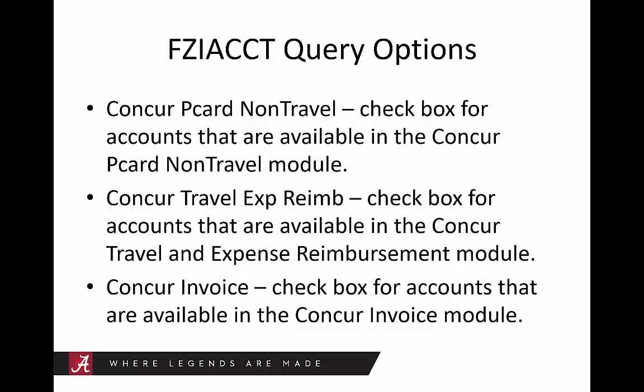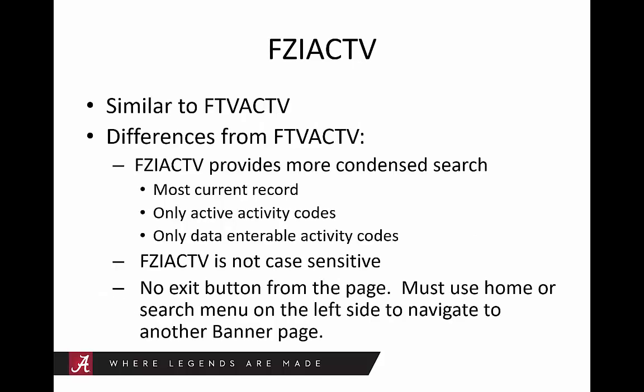There are 3 checkboxes for Concur. The Concur P-Card Non-Travel is a checkbox for accounts that are available in the Concur P-Card Non-Travel module. Concur Travel and Expense Reimbursement is a checkbox for accounts that are available in the Concur Travel and Expense Reimbursement module. And finally, the Concur Invoice checkbox is for accounts that are available in the Concur Invoice module.